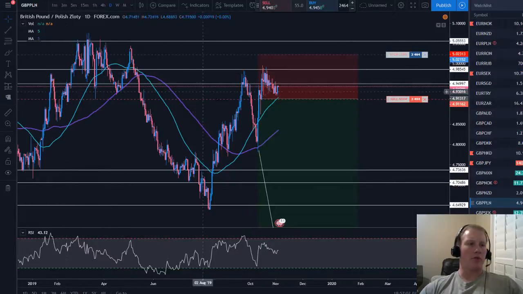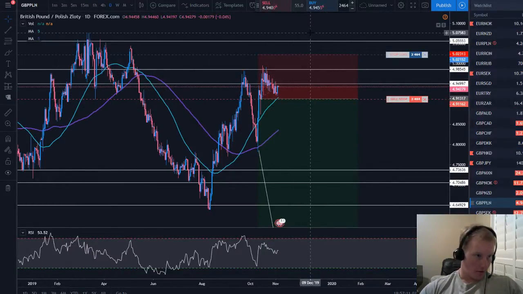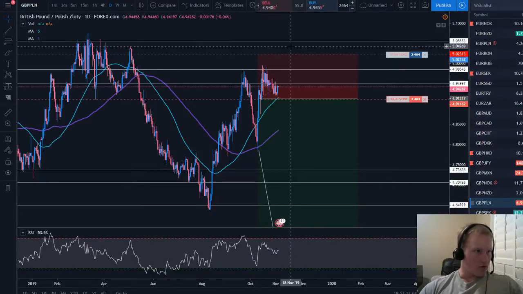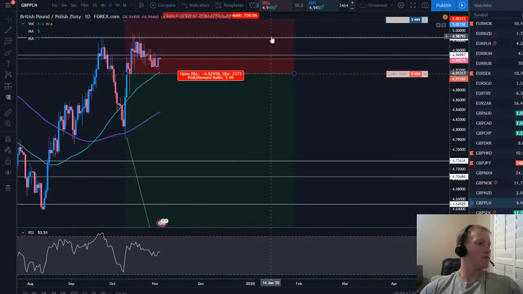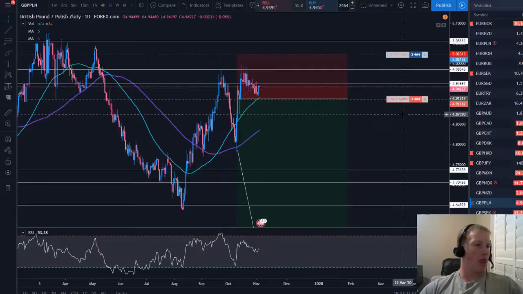British pound, Polish zloty, I've had this short on for a while now. Still hasn't gotten hit, which could be a good thing because it's not looking too strong or too bearish. We'll see.